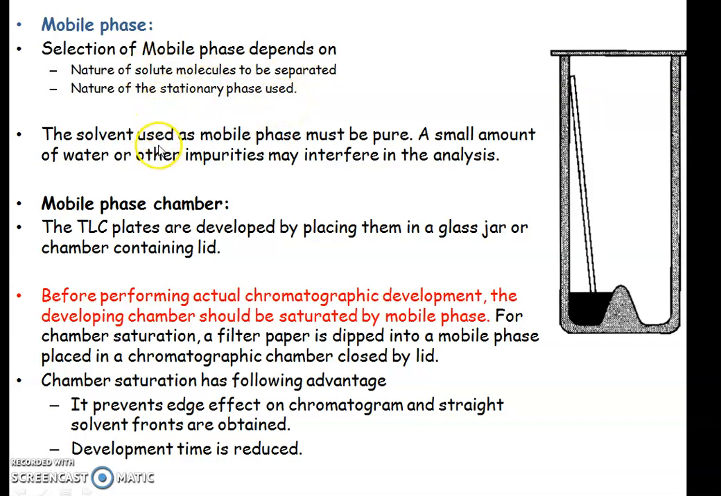Whatever solvents are used as part of the mobile phase must be pure, because a small amount of water or other impurity may interfere in the analysis. The selection of the mobile phase is based on the polarity of the sample and the solvent used as the mobile phase, and mobile phases are selected by the trial and error method.